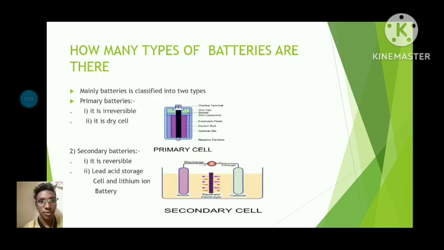Okay. Now we see how many types of batteries there are. Mainly, batteries are classified into two types. One is primary and another one is secondary. Let's see the primary battery. It is irreversible. It is a dry cell. Here we can see this picture is related to the primary cell.